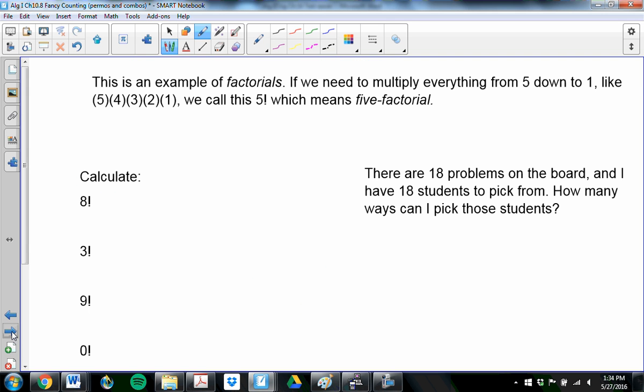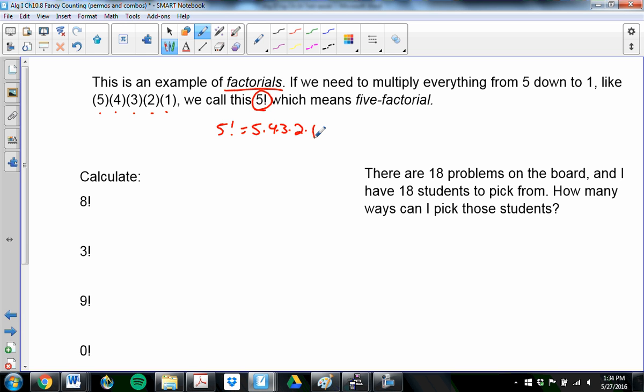This is what's called a factorial. Factorial is when you multiply numbers in descending order, like from 5 down to 1. If I do 5 times 4 times 3 times 2 times 1, that is called 5 factorial, which is written with the exclamation point. So 5 factorial means this.